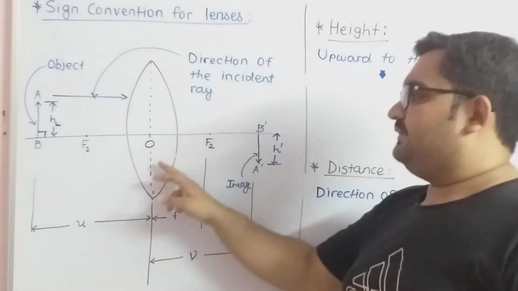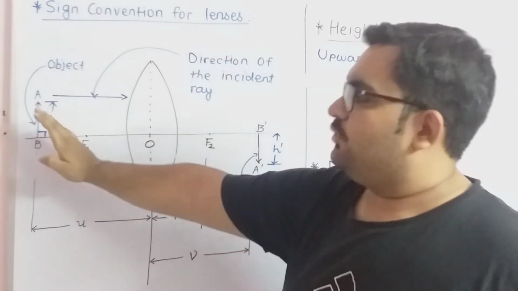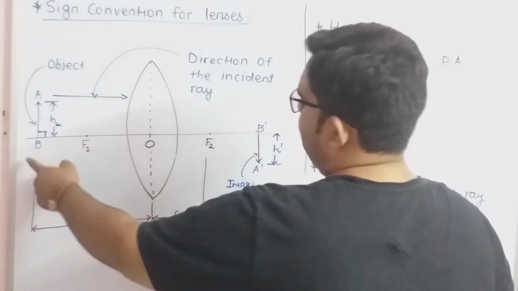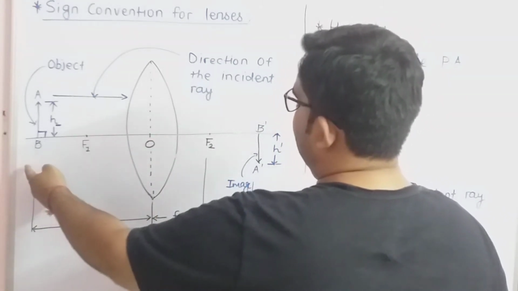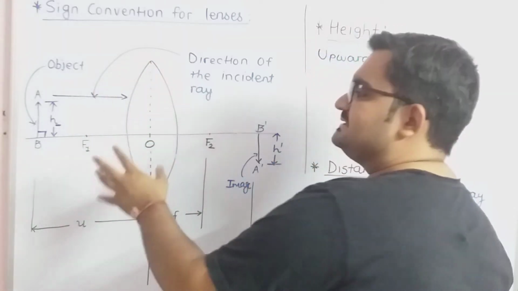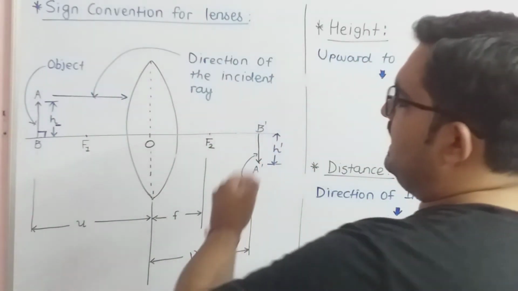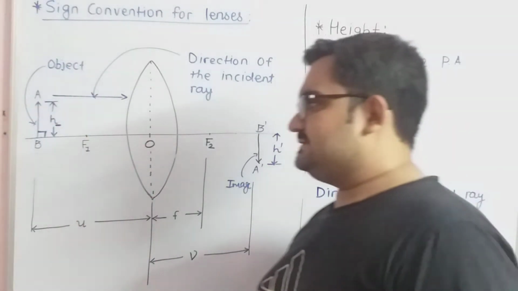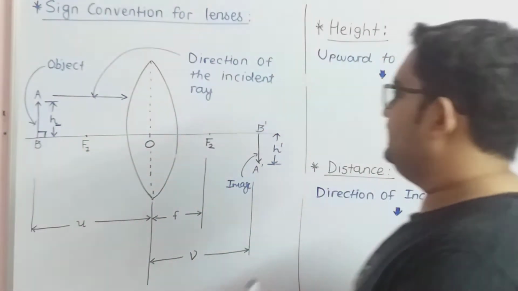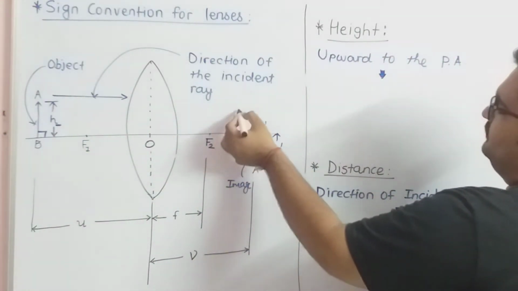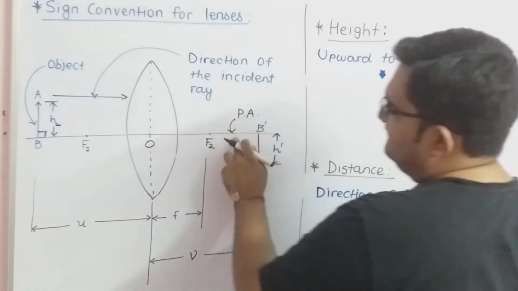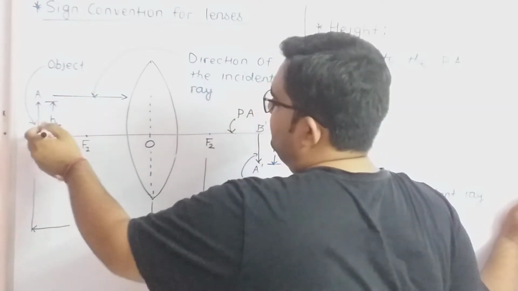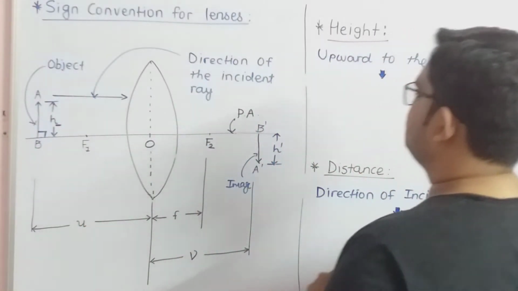Now first, we always put the object on the left side of the lens. Okay, so here you can see it is on the left side of the lens. Now always the object is perpendicular to the principal axis. Okay, the principal axis is an imaginary line. So always we put the object perpendicular to the principal axis.